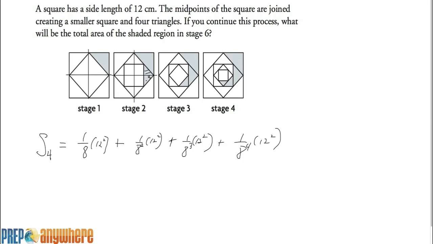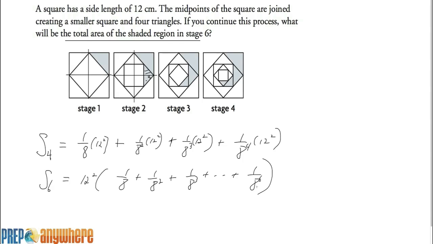If you continue this process, what will be the total area of the shaded region in stage 6? So stage 6 will be 1/8. So we can actually factor out the 12 squared, and we get 1/8, 1/8 squared, 1/8 cubed, all the way up to 1/8 to the power of 6.